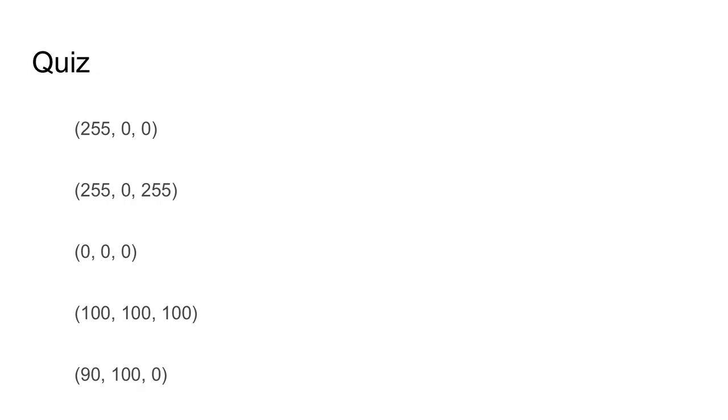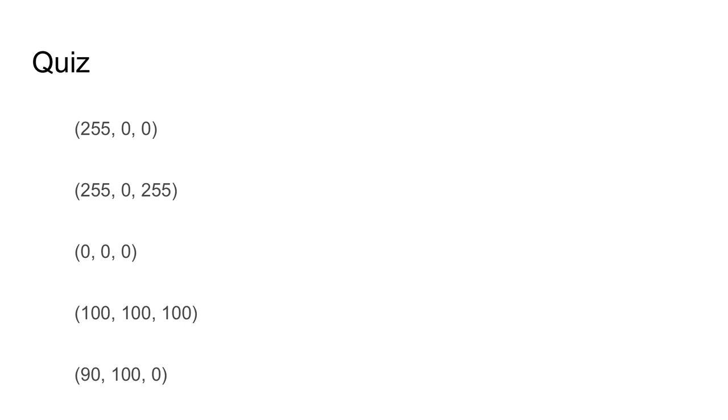So what do you suppose these numbers would represent? Say this first one. The order is red, green, blue. So if my red is turned up full blast and the other two are off, what color am I going to get? Someone could shout it out. Red, very good. What about our second one? I turned green off and the other two on. Magenta. Yeah, it'll be a purple magenta, very good.